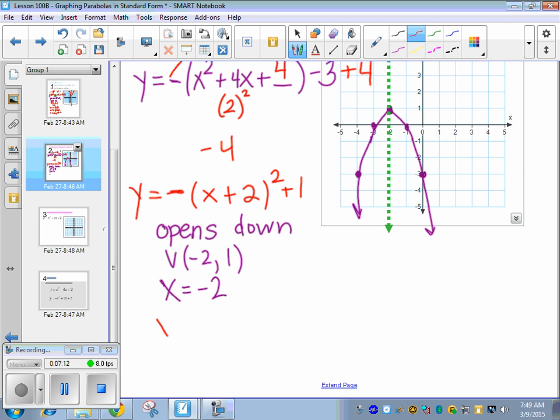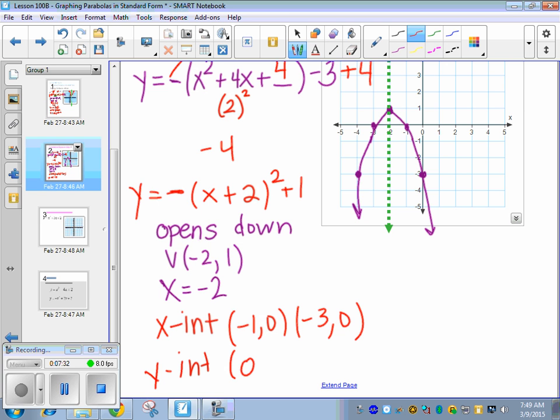We can actually just look at the graph for our x-intercepts on this one. So Cole, what would our x-intercepts be? Negative 1, 0, negative 2. Good job. Okay, then we've got our y-intercepts. This is another one where we can look at the graph. So Natalie, what's our y-intercept? Okay, 0, negative 3. Good.